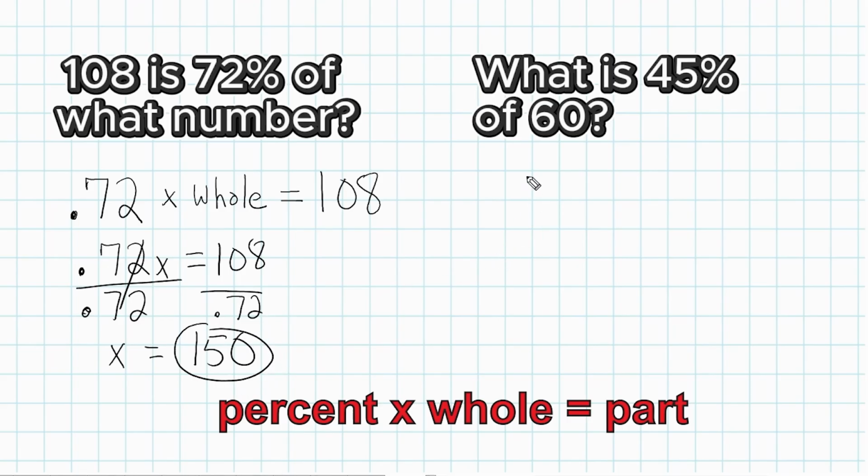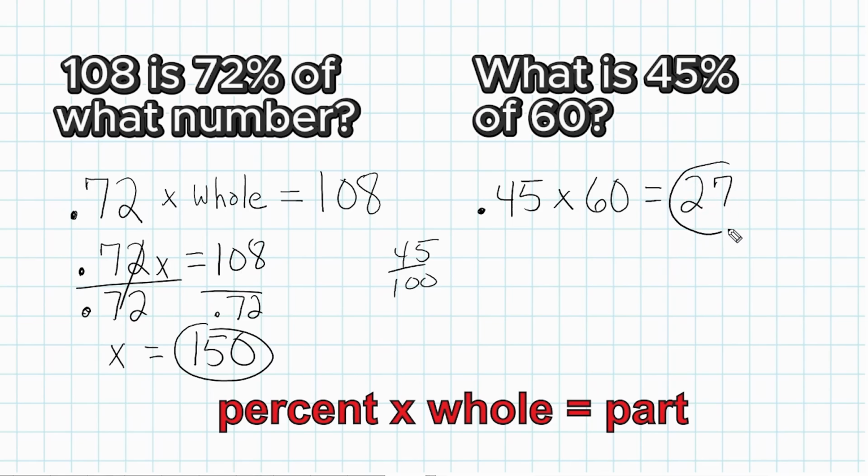Now over here, the given percentage is 45. So we're going to write 0.45, which is 45 hundredths. We're just writing 45 in the hundredths place, which as a fraction would be equal to 45 out of 100. And we're going to multiply that by the given whole, which in this case is 60. And when we multiply those two numbers together, we're going to get the part that we are looking for, which in this case is 27.